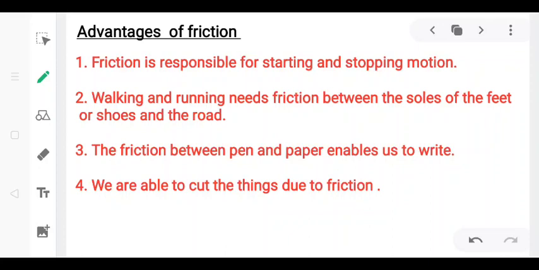The friction between pen and paper enables us to write, because the friction gets generated between pen and paper. We are able to cut things due to friction between the surfaces in contact, and it is the friction that makes writing on the blackboard with a chalk as well as fixing a nail on the wall possible. Lastly, friction helps us to do small things like opening the lid of a bottle or the top of a pen. So there are many advantages of friction in our daily life.